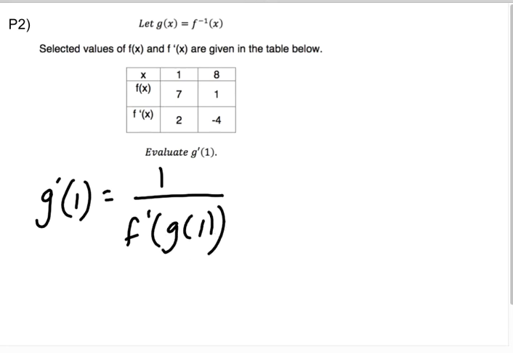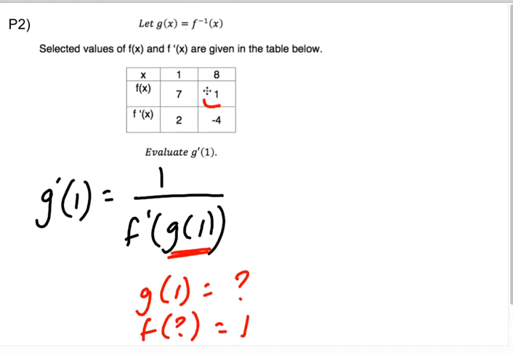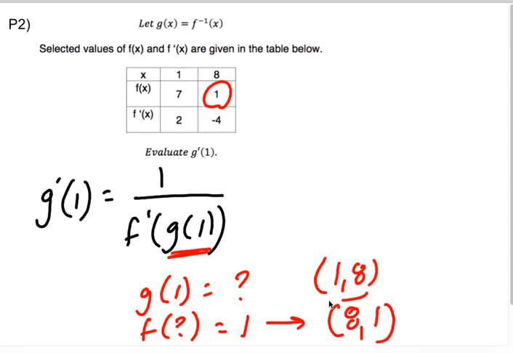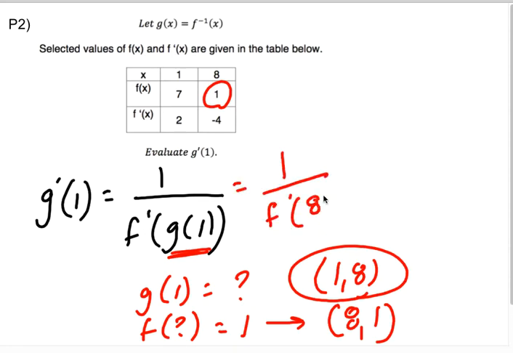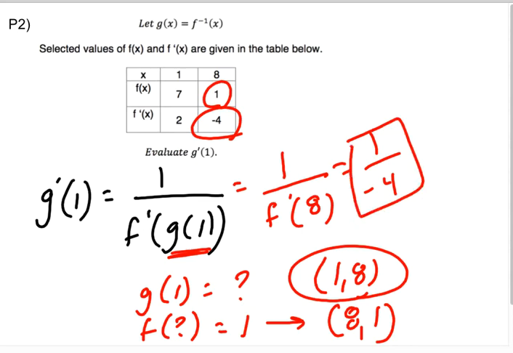Again, my first task then is to figure out what g of 1 is, right? So if g of 1 is some question mark, that means that f of that question mark has to give me 1. That's how inverse functions work. So I look for where there's an f output of 1, and sure enough, there's an f output of 1 at 8. So 8 comma 1 is a point for f, which means 1 comma 8 is the point I want for g. So I get 1 over f prime of 8, right? And then I look on my table, what's f prime of 8? Well, it's -4, so it's 1 over -4. Cool, moving on.